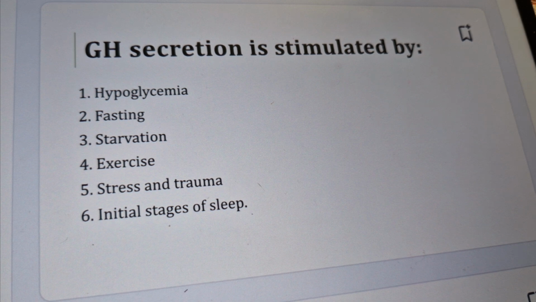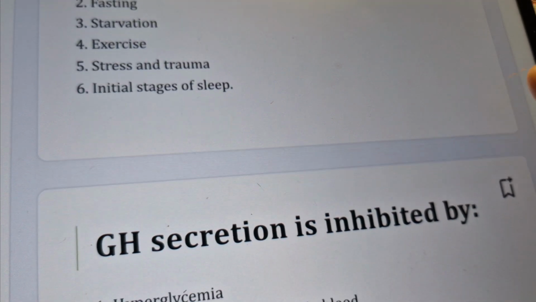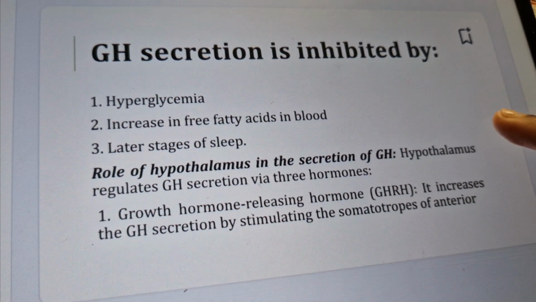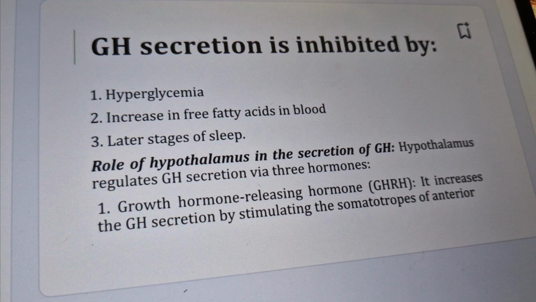Stress, trauma, and the initial stages of sleep, all these conditions will increase the secretion of growth hormone. Growth hormone is inhibited by the factors which decrease it. Opposite to that are hyperglycemia and an increase in free fatty acids in the blood. Free fatty acids are already there; for free fatty acid metabolism, fat metabolism only, growth hormone is required. Already free fatty acids are there in the blood. The initial stages of sleep stimulate growth hormone secretion, and the later stages of sleep inhibit growth hormone secretion.